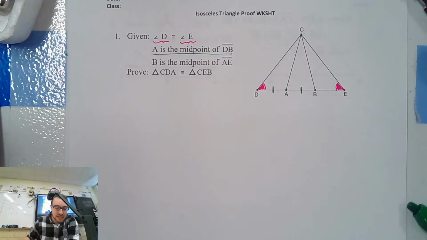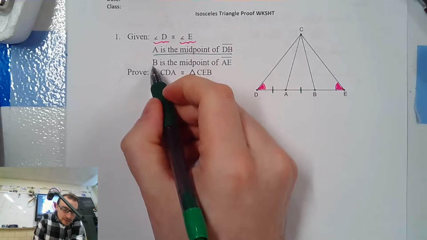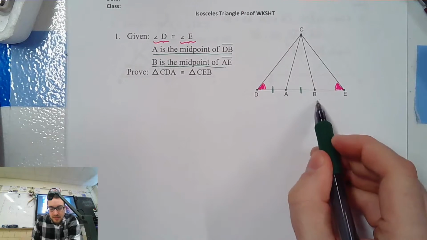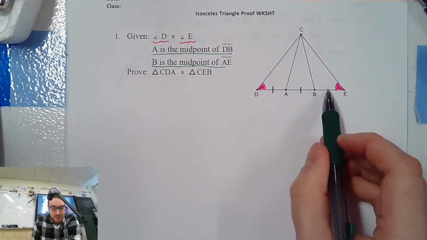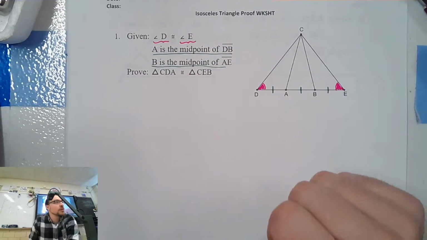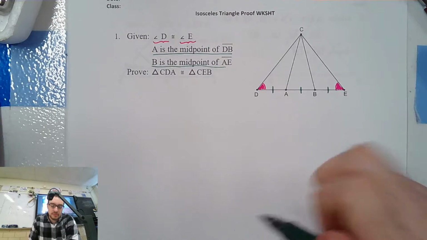So those must be the same. We also know that B is the midpoint of AE. So here's AE. And if B is the midpoint, then it cuts these in equal halves. So this must be the same as that. So I'm going to use the same mark for both of those.